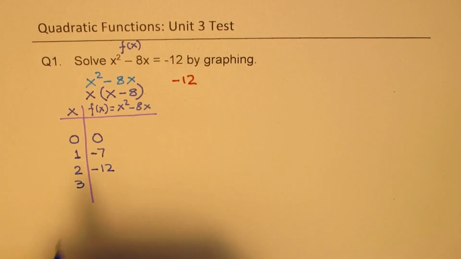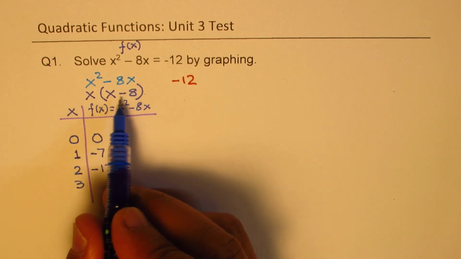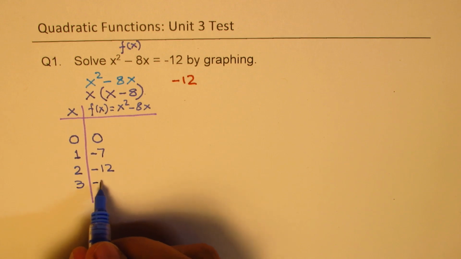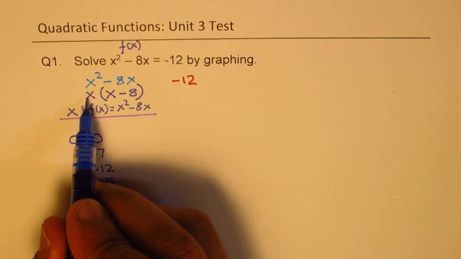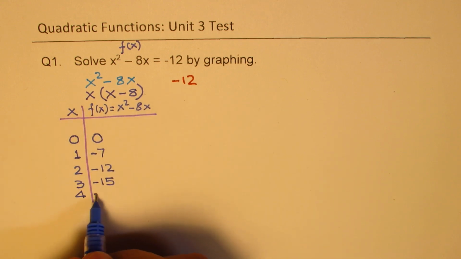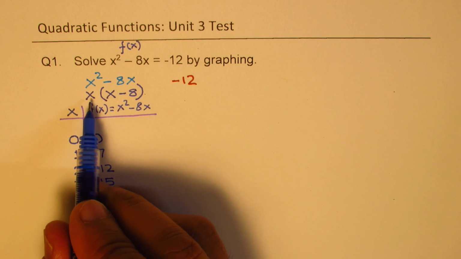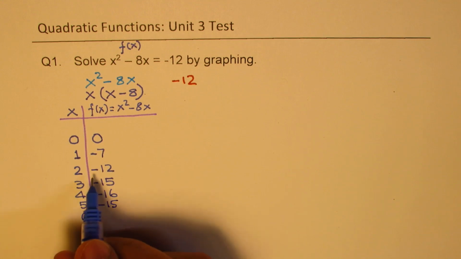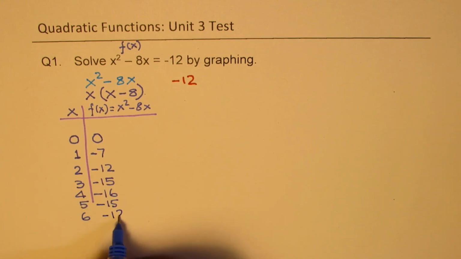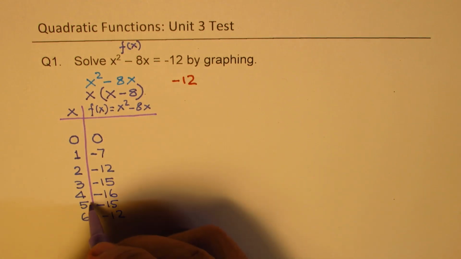And if I write 3, we get 3 times minus 5, which is minus 15. If I write 4, we get 4 times minus 4, which is minus 16. If I write 5, then we get 5 times minus 3, which is minus 15. 6 will give us minus 12, right? 6 times minus 2 gives us minus 12.